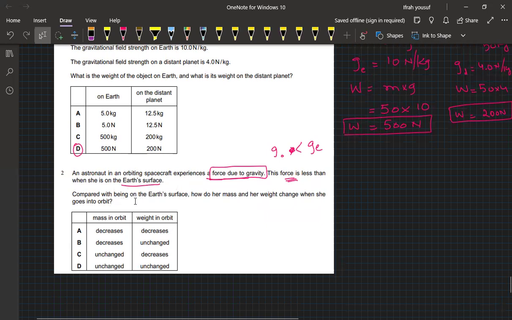So compared with being on the Earth's surface, how do her mass and her weight change? Mass remains constant everywhere, okay? So mass remains unchanged. So it is either option C or option D, right? Because in the mass column you see where unchanged comes, it is in C and D. Now you are going to decide from the weight.